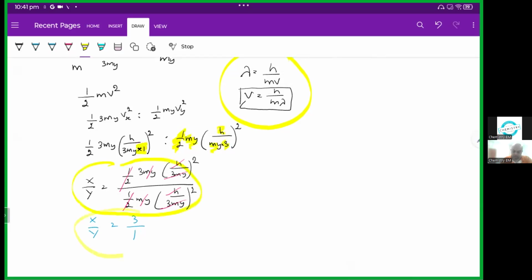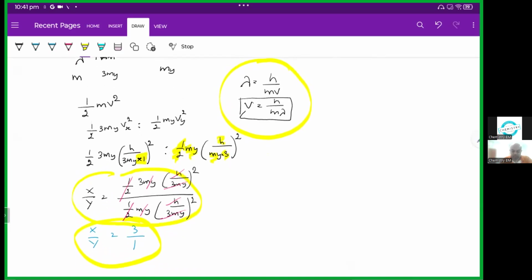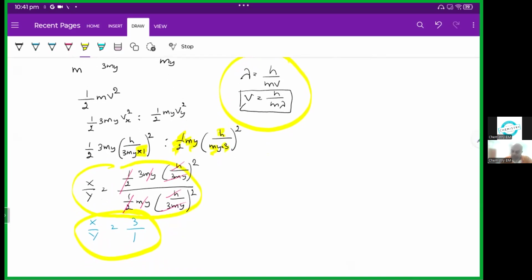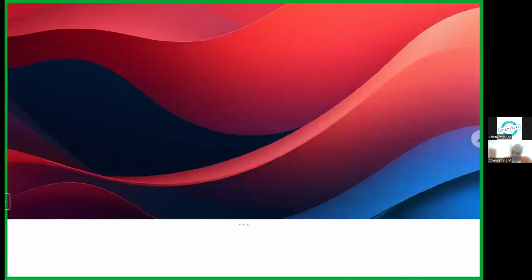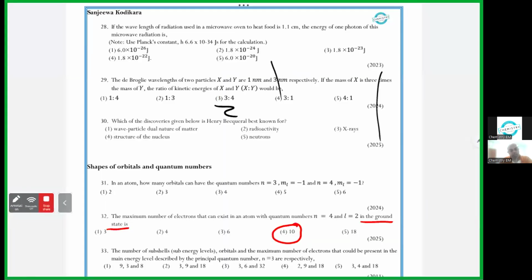So the ratio is 3 to 1. So this is a very beautiful question. So the kinetic energy ratio is 3 to 1. So the answer is 3 to 1. Yeah, answer is the fourth one. Sorry, fourth answer. Fourth one is the answer, right?